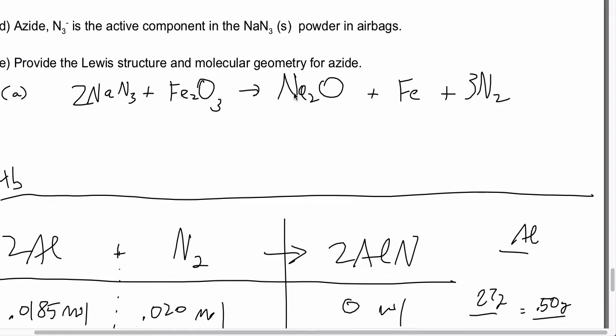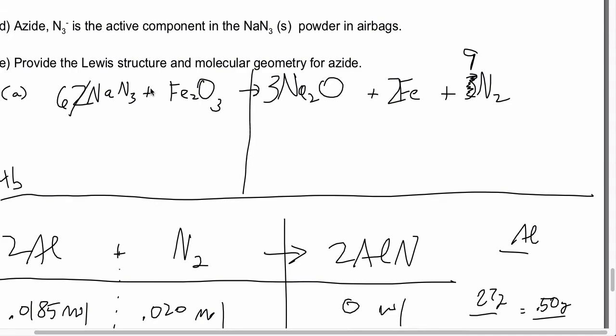Put a 3 there. Going to make that a 6. And then that's going to end up with a 9 here, a 2 here. I believe that's balanced. Let's check. 6 Na's, 6 Na's. 18 N's, 18 N's. 2 Fe's, 2 Fe's. 3 O's, 3 O's. So we should be good.